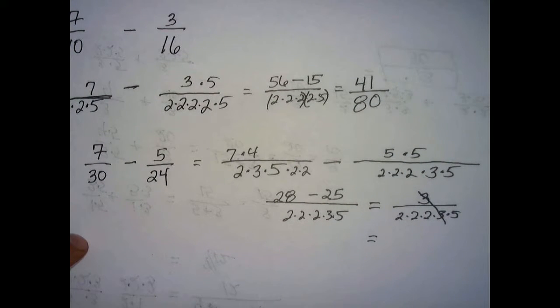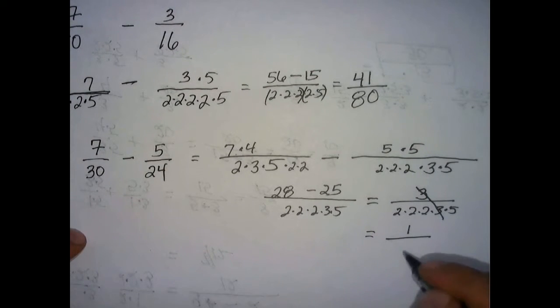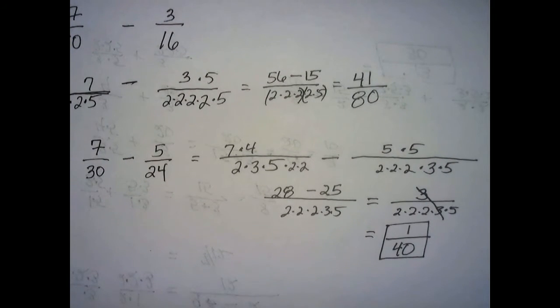So look, what's left? What's the numerator going to be? This is what trips up the trickiest people. The numerator is 1, and the denominator is 40, right? Yeah. Okay. Good.